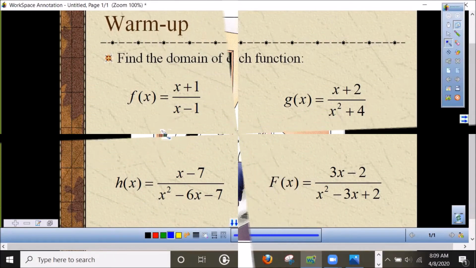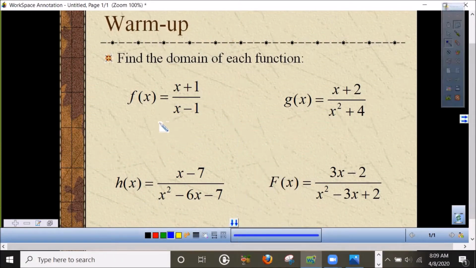Let's start with little f of x. You should notice that the denominator is x minus 1, and the value that would make that denominator equal 0 is a positive 1. So we say the domain of this function is all real numbers except x equal to 1. So a short way to write that is x should not equal 1.